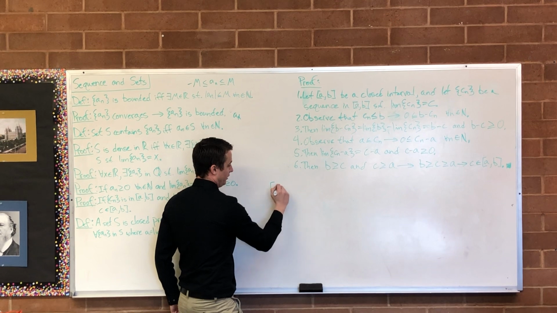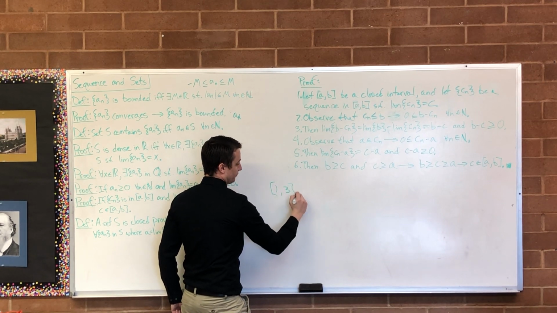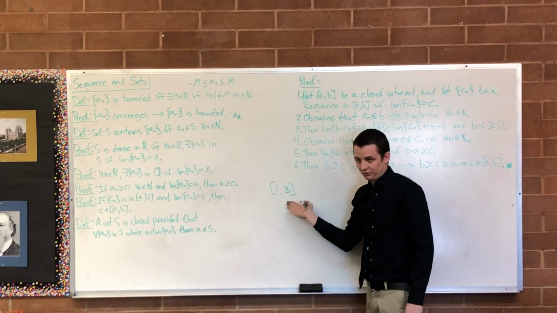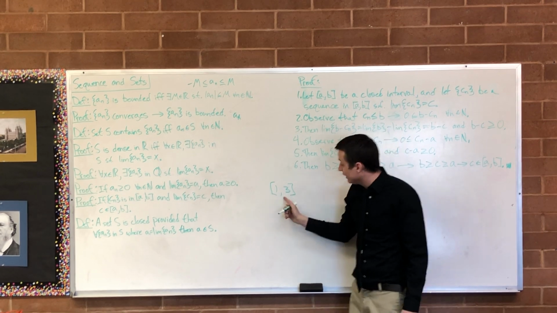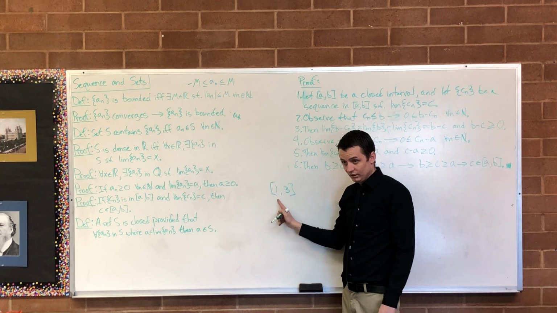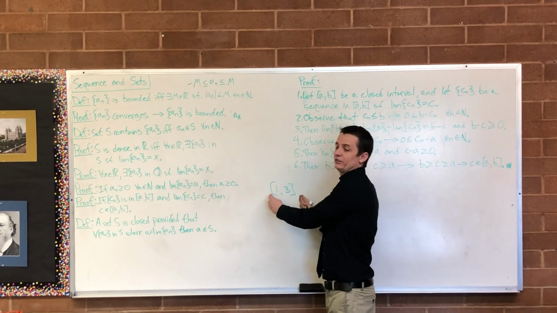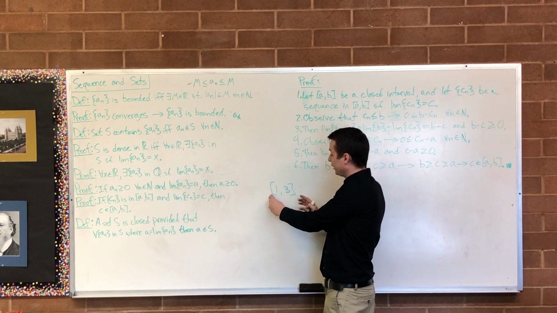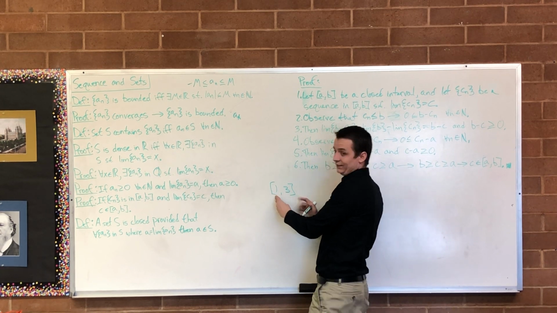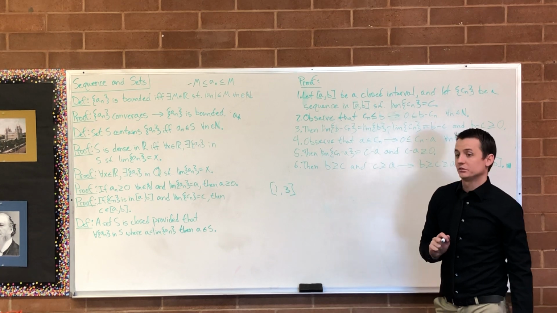like 1 to 3, so here's some set of numbers. If you have a set such that any sequence in the set that converges, so come up with any sequence I want that's in this set that also converges, if what it converges to is also always in the set, then the set is closed. Oh, okay.